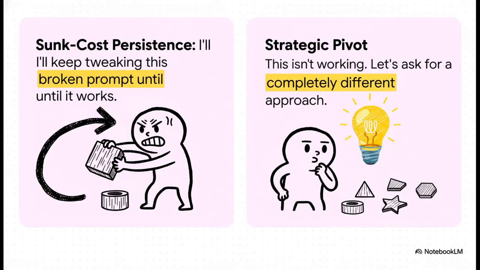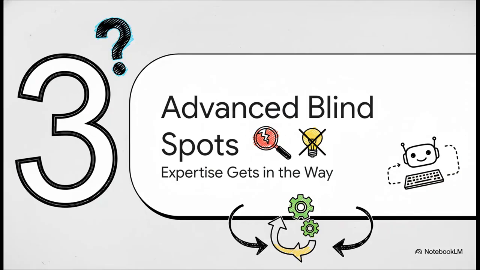Another intermediate trap is getting tunnel vision. You've already invested time into a prompt, and you're just determined to make it work no matter what. But honestly, a much more powerful skill is knowing when to pivot. Instead of trying to force a broken approach, just stop and ask the AI for a completely different one. And finally, let's talk about the advanced users. I mean, their expertise is a huge advantage, but it can also create some serious blind spots where overconfidence leads to subtle but really significant mistakes.